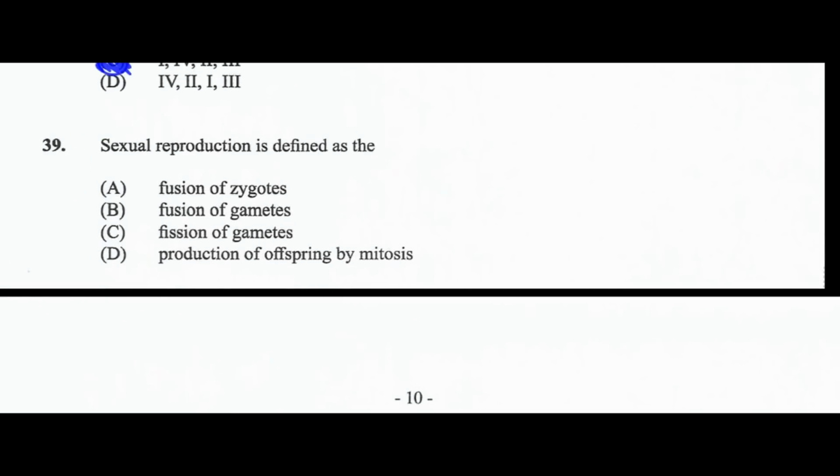39. Sexual reproduction is defined as the production of offspring by mitosis. That's not sexual, that's actually cloning, so asexual, right? Fusion of gametes would be the answer. Fusion, not fission. Fission of gametes would be the splitting of a sperm and an egg cell, so definitely not that. Fusion of zygote. A zygote is what is formed after the fusion of gametes, which are sex cells, which is the sperm and the egg cell. So the answer for this is B.